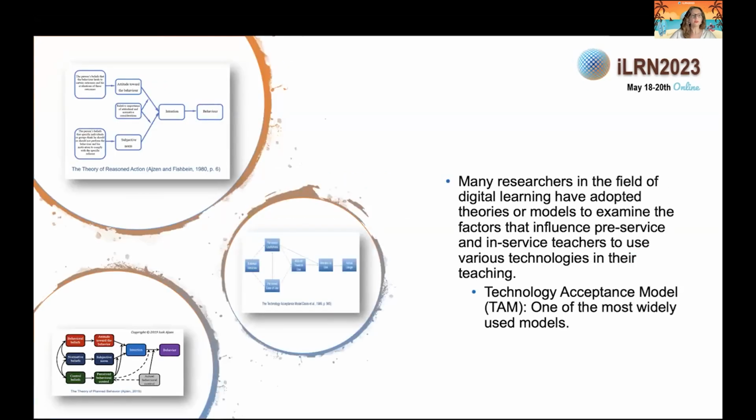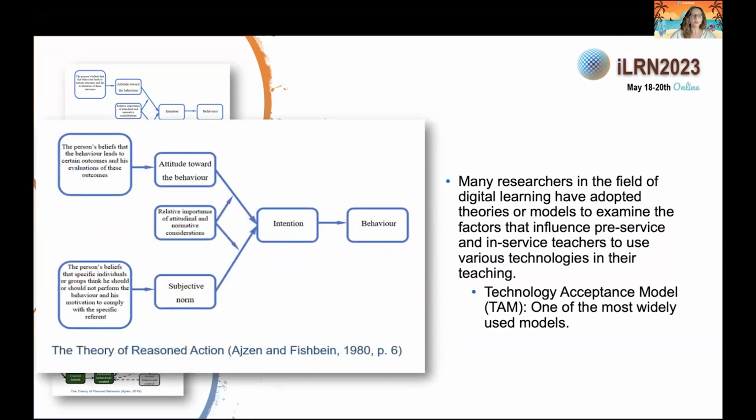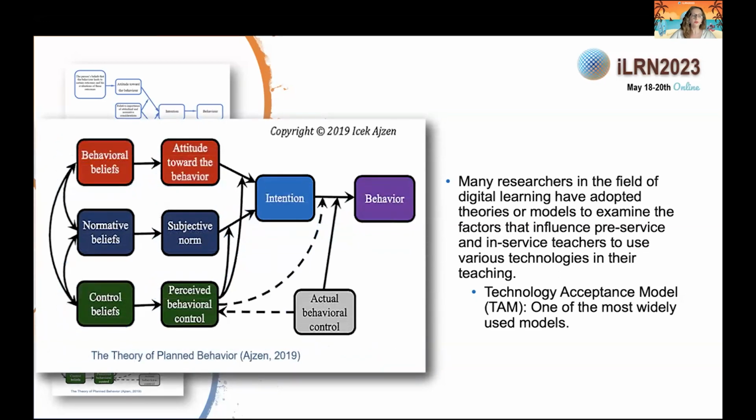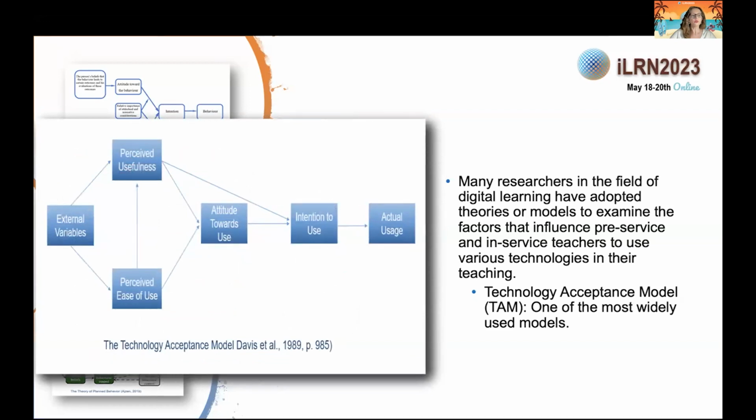In order to examine teachers' acceptance of the glasses, we had, of course, to review theories and models of technology acceptance. In the past, many studies have used them to examine the factors that influence pre-service and in-service teachers to use various technologies in their teaching. Examples of these theories and models are the theory of reasoned action, the theory of planned behavior, and the technology acceptance model. Of course, TAM is one of the most widely used models, which has been extended by adding social variables, resulting in TAM2 and TAM3.